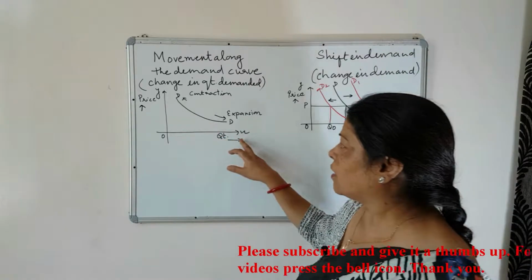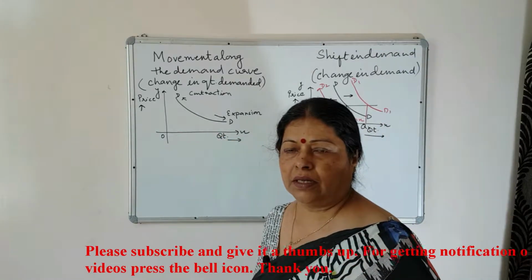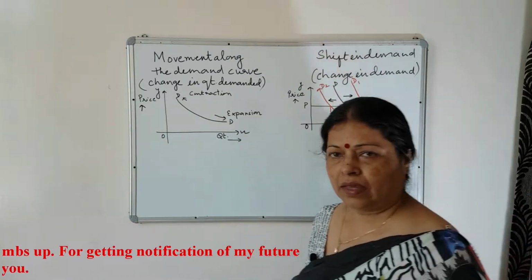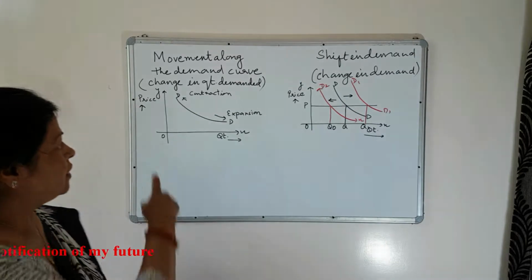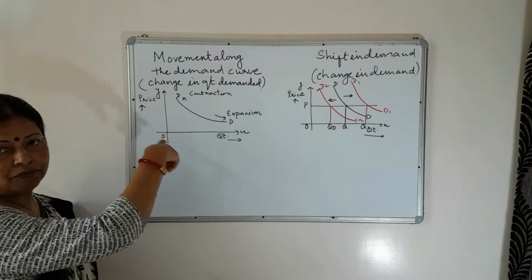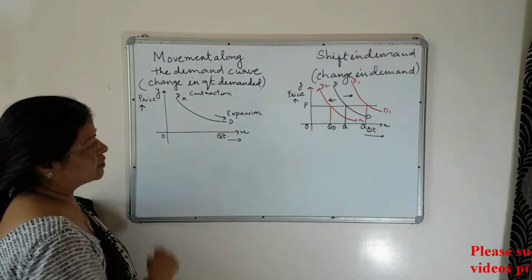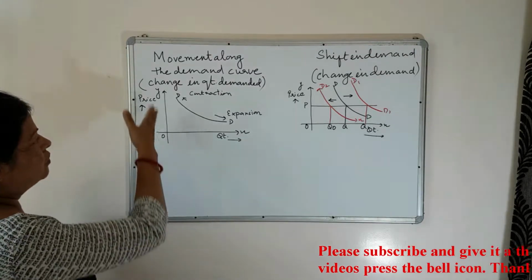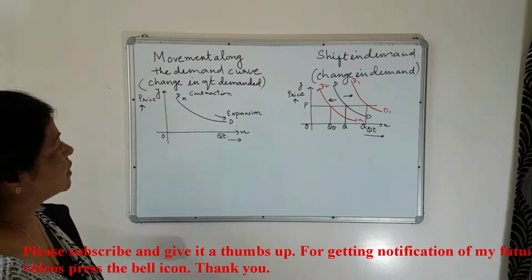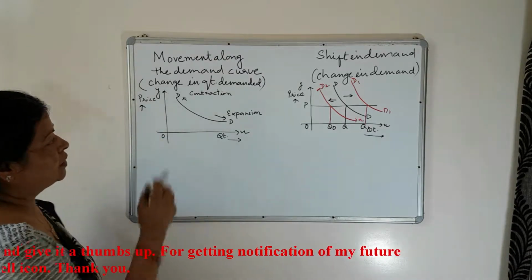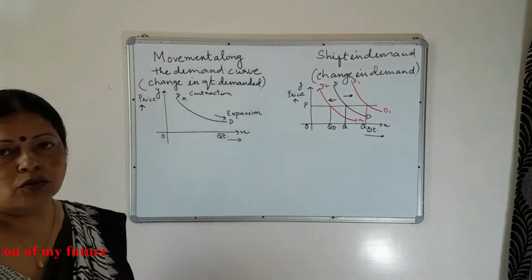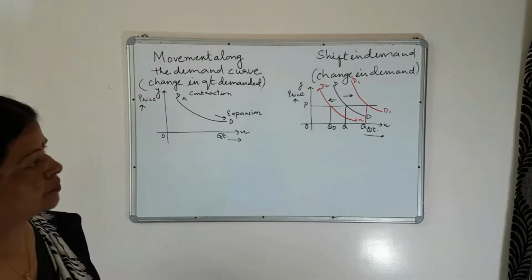Now if you see the diagram and if you draw it properly, you can derive other differences from the diagram only. Now you can see that DD is a demand curve which is sloping downward from left to right. In x-axis I have written quantity and in y-axis I have written price. Now there are two movements I have shown in the demand curve. One is the upward movement, that is contraction, and the other is the downward movement, that is expansion.